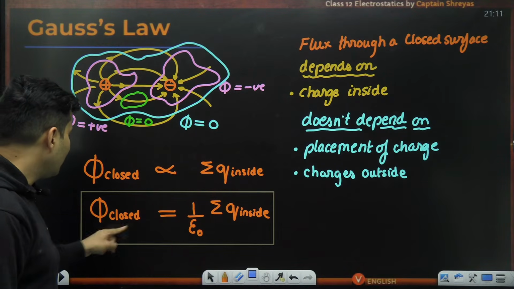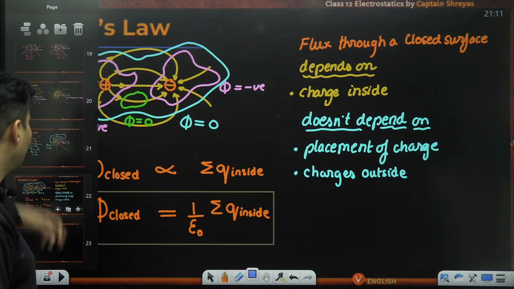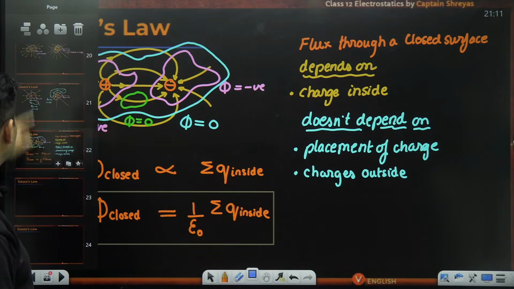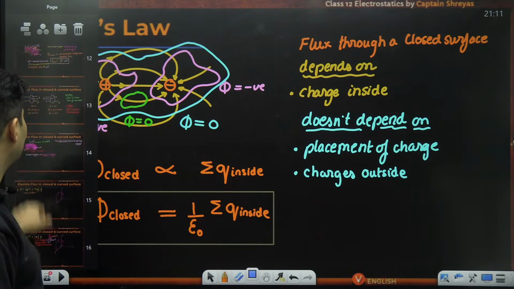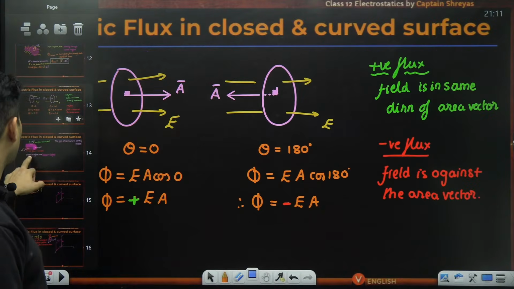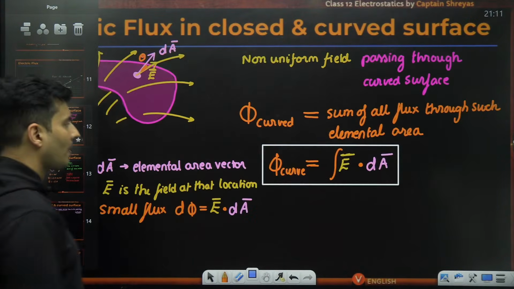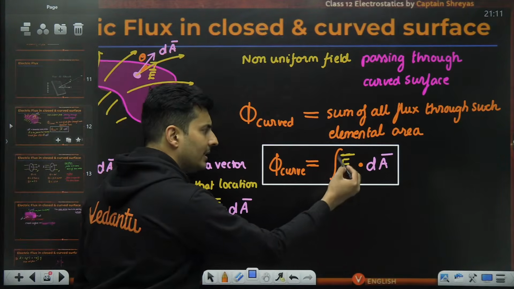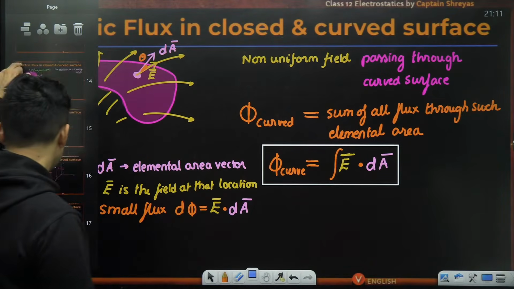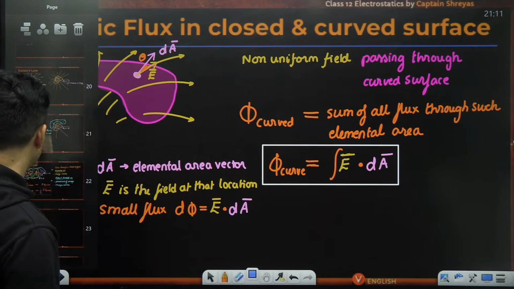But I think we can write this in a slightly better form, because if you have any curved surface, we have just seen how we write the flux as integration E dot dA, right? So the same thing, let's do it over here.